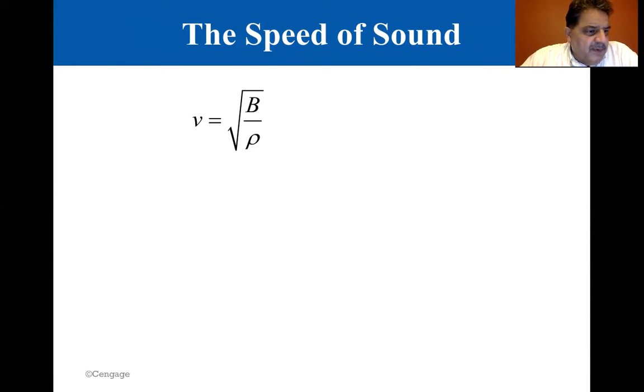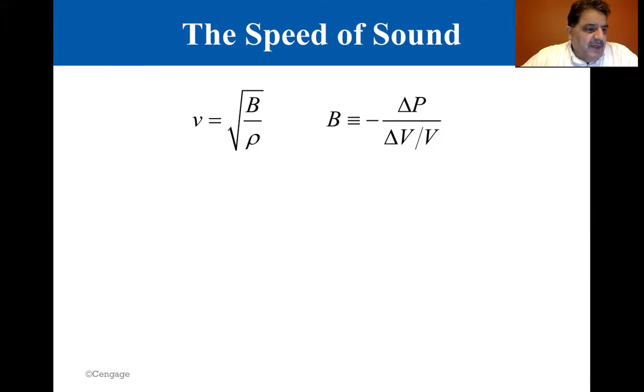As you remember, the bulk modulus is defined as the ratio of the change in pressure, delta P, to the resulting fractional change in volume. B is always positive because an increase in pressure results in a decrease in volume. That means the ratio delta P over delta V is always negative.